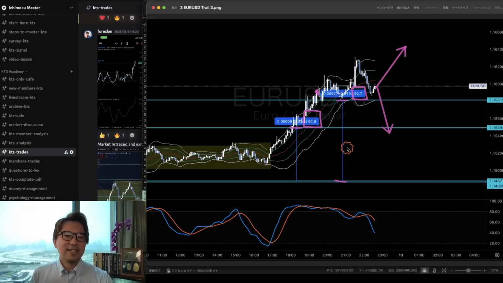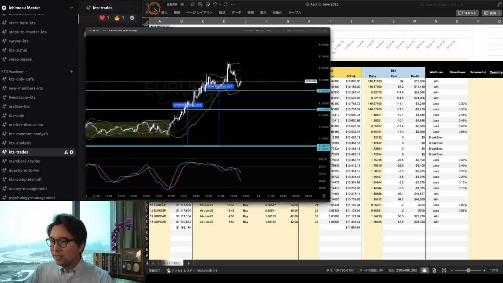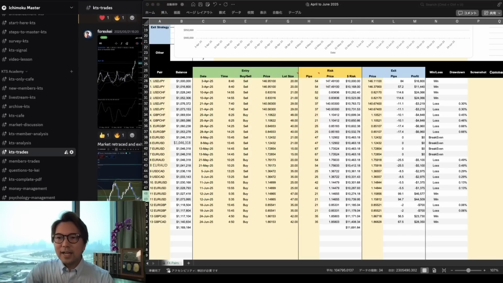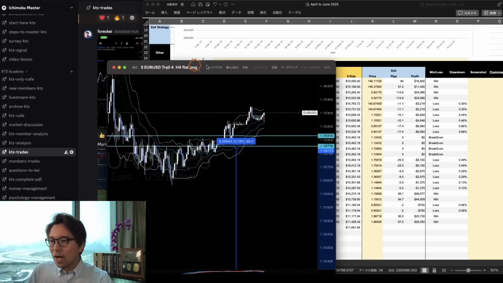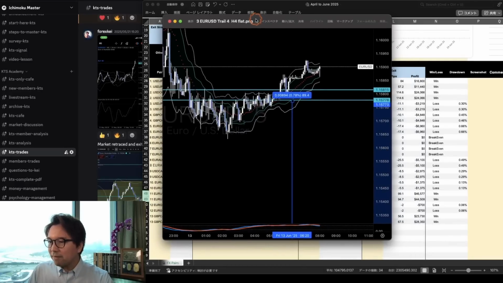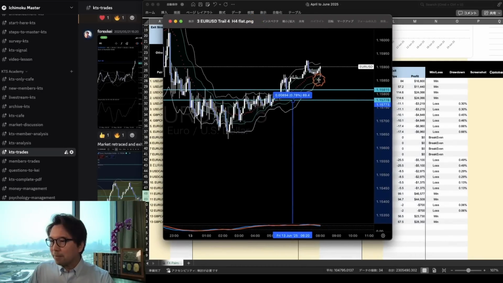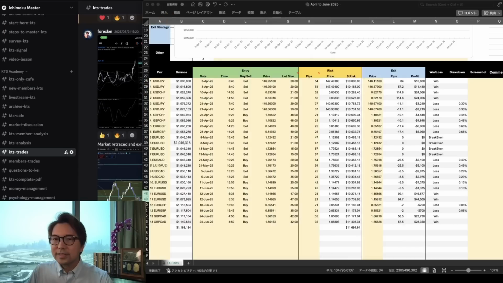Ichimoku, KTS: Kijun Sen was up, Kumo was up, Chikou span was still above the candle. So there's no reason for me to exit manually. I keep trailing profits because it may go up continuously. So that was a screenshot. After that, the 4 hour time frame became flat. This is a screenshot of the 4 hour time frame. It became flat, so I was going to exit the market.